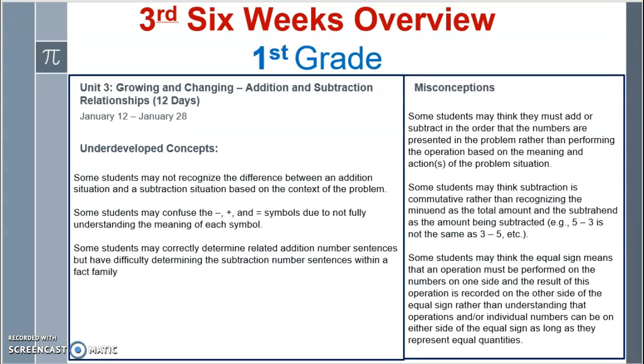Some underdeveloped concepts would be, again, that they may not recognize the difference between addition and subtraction based on the context. Some students may confuse the subtraction symbol and the addition symbol and the equal symbols because they may not fully understand the meaning of those from kindergarten. We had that gap from COVID. So making sure that they explicitly understand what those mean, and that some students may correctly determine related addition number sentences but have difficulty determining the subtraction sentences with those fact families. And then again, you can read through some of those misconceptions that they might have as well.